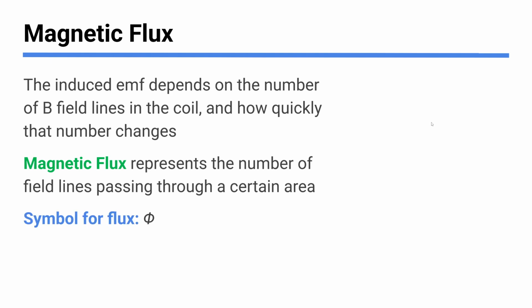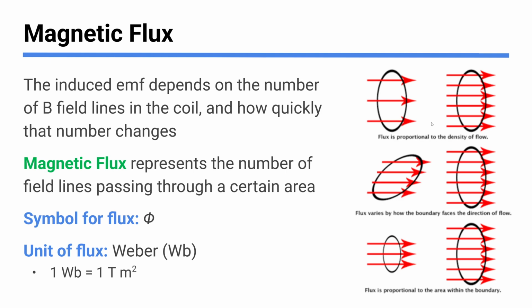It's not literally a number, so we're going to look at how we calculate it. There's a symbol. We use phi, P-H-I, the Greek letter phi for this, and the unit we measure in is called the Weber. A Weber is a Tesla times a meter squared. We'll get more into that in a second. You can think of flux, because the field lines are sort of an arbitrary thing, but you can picture it as the number of field lines. The more field lines that are going through the loop, the bigger the flux.